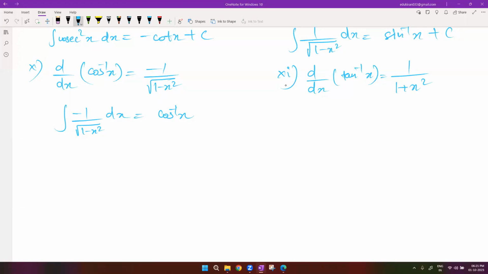Just give me a minute. This would become 1 upon 1 plus x square dx would be tan inverse x.